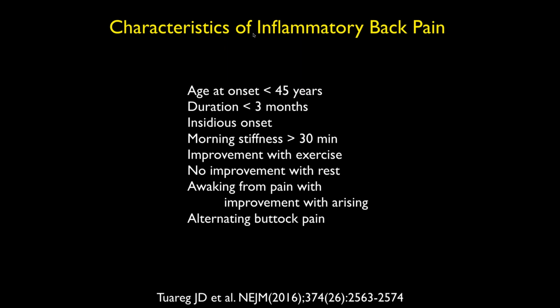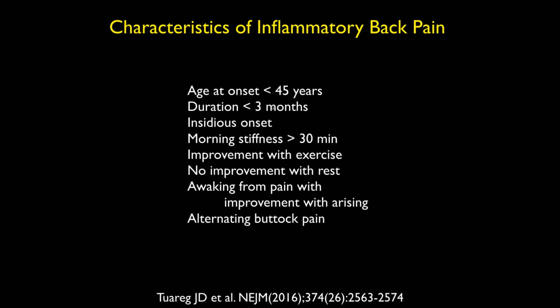So the characteristics of back pain caused by inflammation tends to be onset less than 45 years. This number really comes from the days when people were making this diagnosis using plain films. So people would say if you have abnormals on a plain film, you had to be under 45 to consider the term ankylosing spondylitis. In actuality, most people with ankylosing spondylitis present in their teens. And if you wait till age 20, you've waited too long to make the diagnosis. So this really should be considered a diagnosis of teenagers.